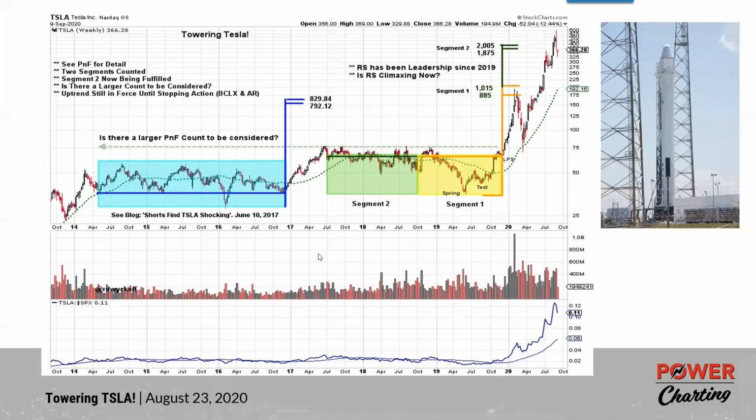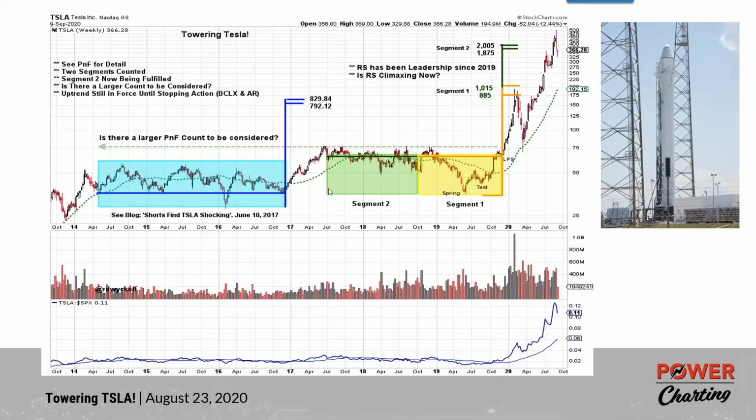Okay, moving on, Tesla. This is a blog that was done. Also, I talked about this on video. I'm only going to spend a minute on it. There's an interesting principle in point and figure that we can take advantage of here. You can see that there was a very large point and figure count. Now, this is a vertical chart, not a point and figure chart. Go to the blog on August 23rd to see the point and figure.